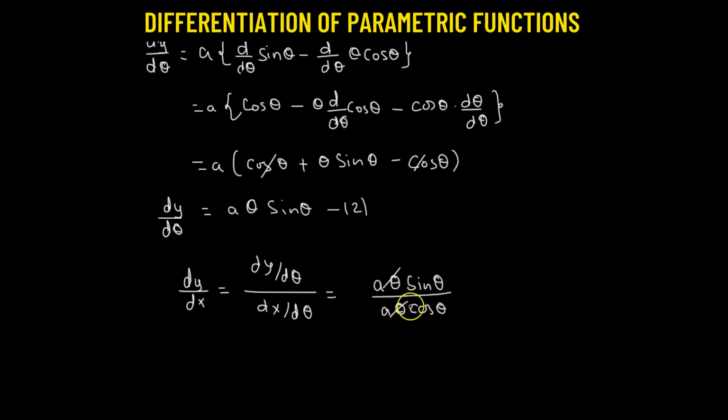So here a theta gets factored out from both the numerator and the denominator, and the ratio sine over cosine, that is the tangent function. So we have tangent of theta, and hence we can say that the derivative of y with respect to x will now be tangent of theta, and this derivative is also given in its parametric form. That means it's dependent on the parameter theta.